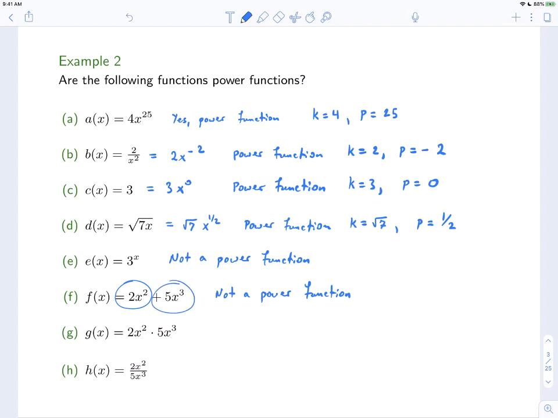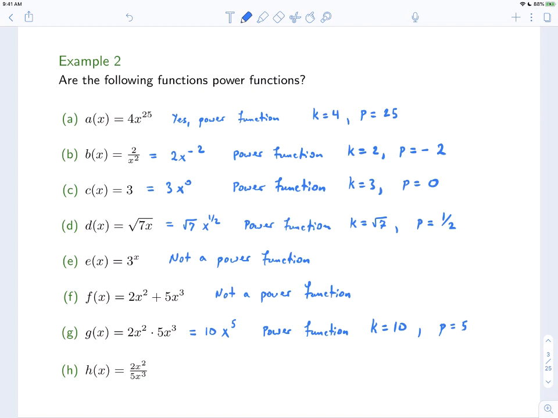In f, we added them together, and that was not a power function. In g, we're multiplying them together. In this case, this is a power function, because if you multiply these together, 2 times 5 is 10, then x squared times x cubed is x to the 5th. And this is a power function. In this case, we have k is equal to 10 and p is equal to 5. A power function doesn't always look like a power function, but if you simplify it, it has to have this form, k times x to the p.